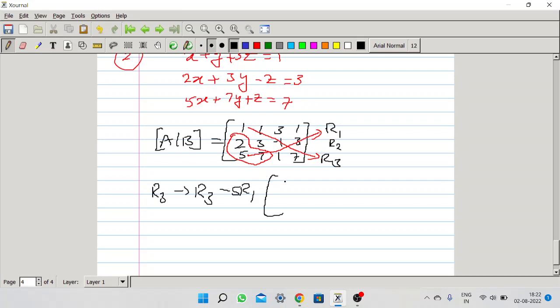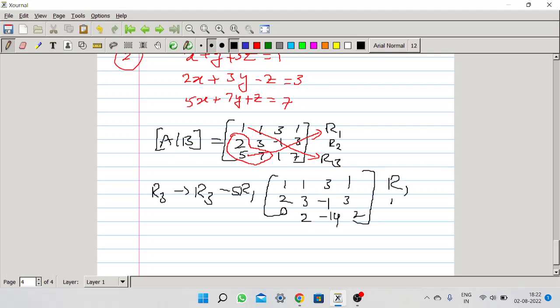So the resulting matrix is 1, 1, 1, 1. The first two rows will stay the same. There will be no change because we are doing the operation on R3 only. So here it will become 0. This is 7, right? 7 minus 5, this is 2. 1 minus 5, minus 4. 7 minus 5, this is again 2.